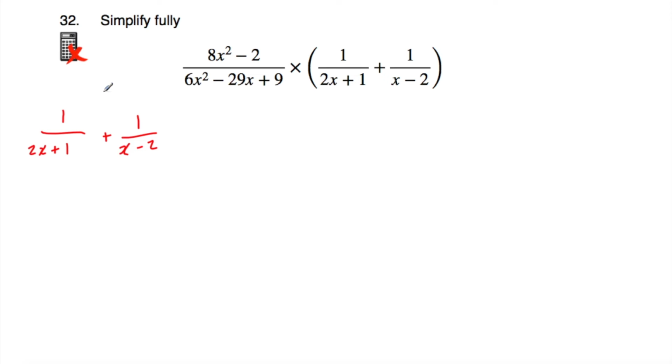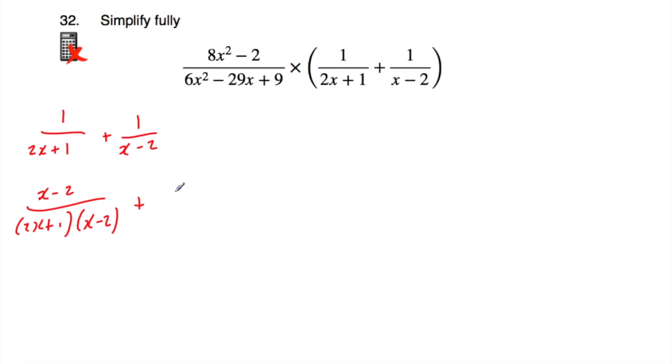If I want to add together these two algebraic fractions, I want the same denominator. So I'm going to multiply both the numerator and denominator of this fraction by x minus 2, and I'm going to multiply both the numerator and denominator of this fraction by 2x plus 1. If I multiply both of these by x minus 2, the numerator would just be x minus 2, and then the denominator would be 2x plus 1, and then in brackets x minus 2. So I've just multiplied both the numerator and denominator here by x minus 2. And then we've got plus, and then we're going to multiply both the numerator and denominator of this fraction by 2x plus 1.